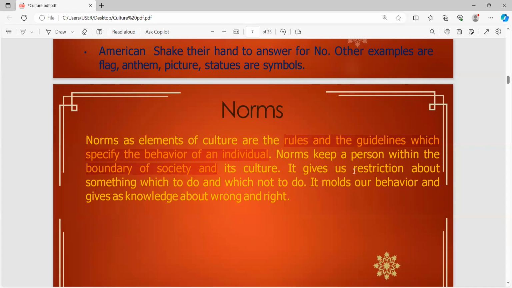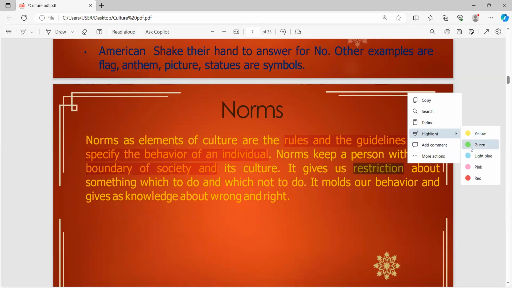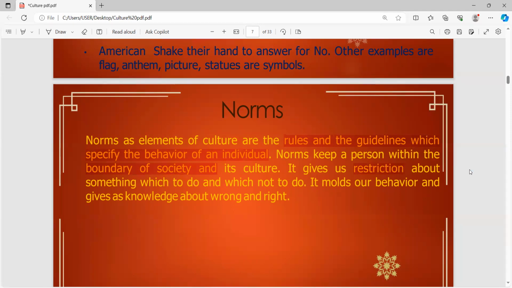So it gives us restrictions. It restricts us from some deeds. In Sri Lanka, it's not good to leave parents alone. There is a norm, no, in Sri Lanka.